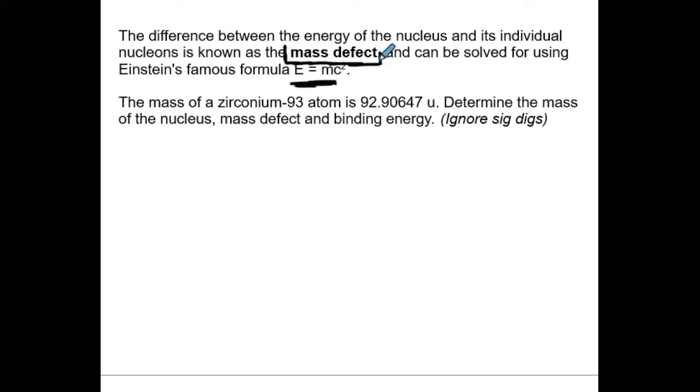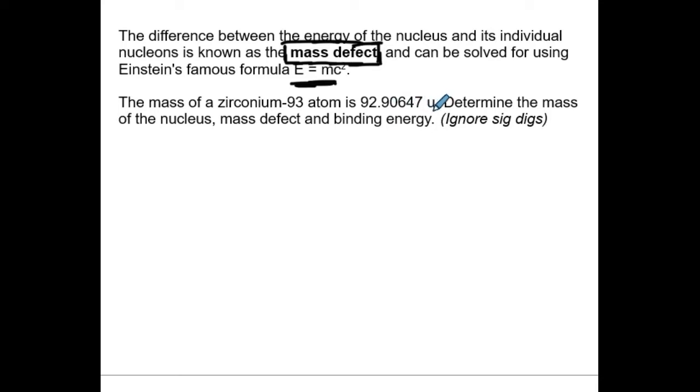And probably the best way of me describing the mass defect is to actually do this example first and then come back to talking about it. Okay. So what we've actually done is we've looked up the mass of a zirconium-93 atom. We've actually managed to isolate just zirconium-93. We've weighed it, and we recognize that zirconium-93 weighs 92.90674 atomic mass units. Okay.